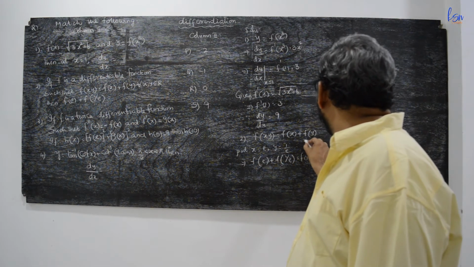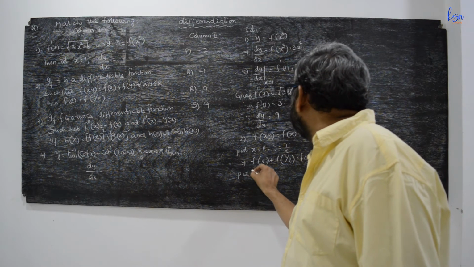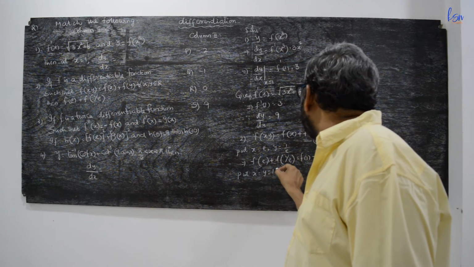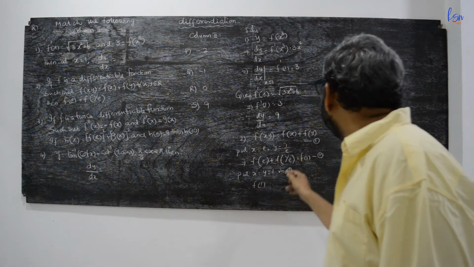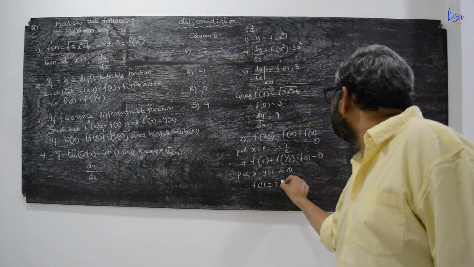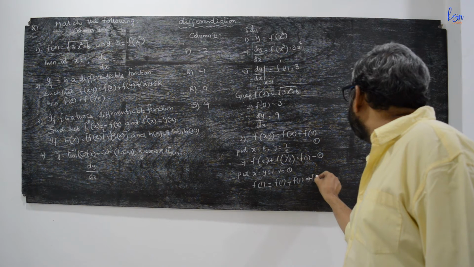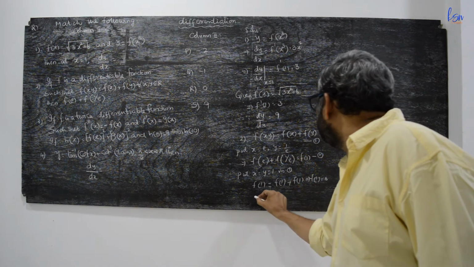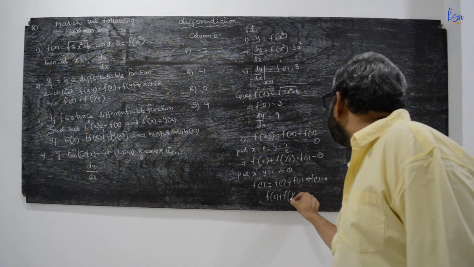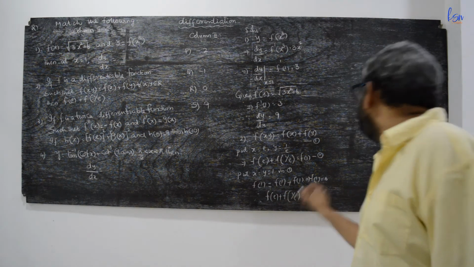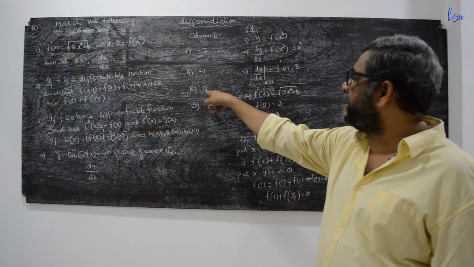Now again you call this as the first equation, you call this as the second equation. Put x is equal to y is equal to 1 in first equation. f of 1 is equal to f of 1 plus f of 1, implies f of 1 is equal to 0. Therefore, f of e plus f of 1 by e is equal to 0. That is R. So, the solution of the second problem is R.